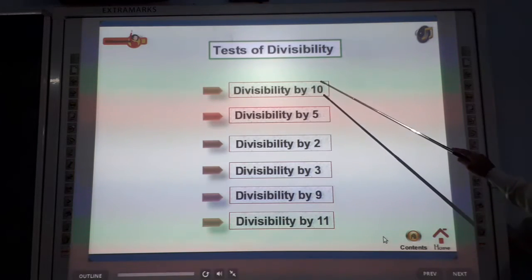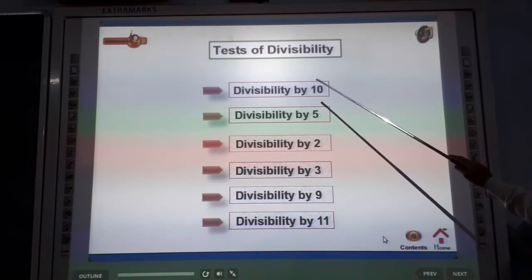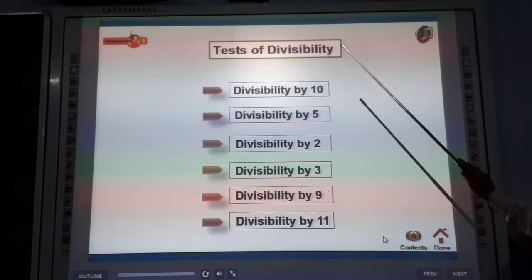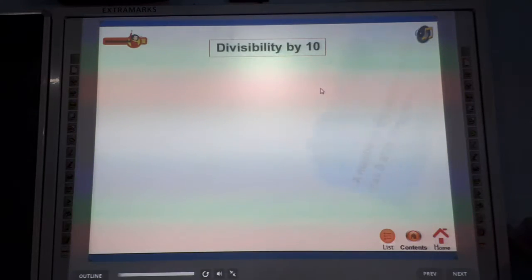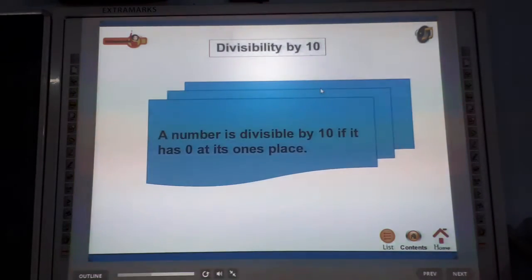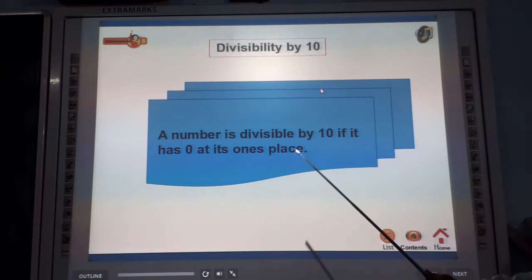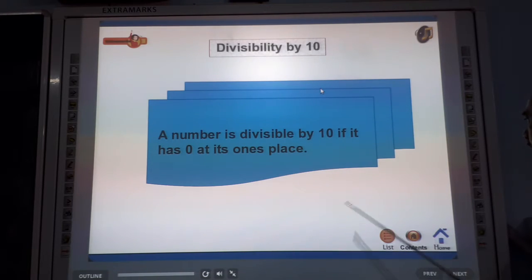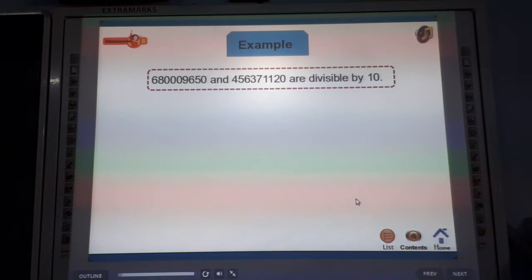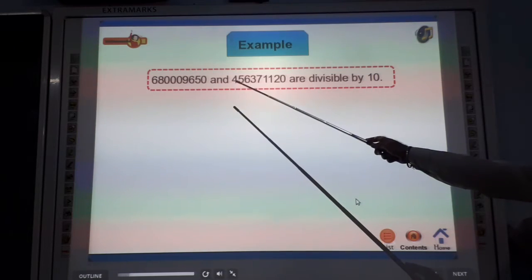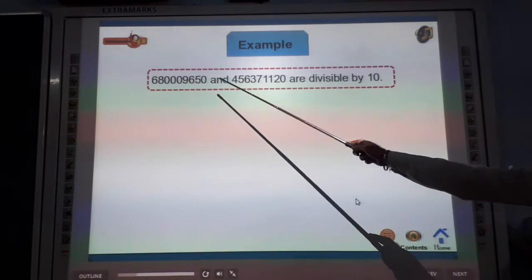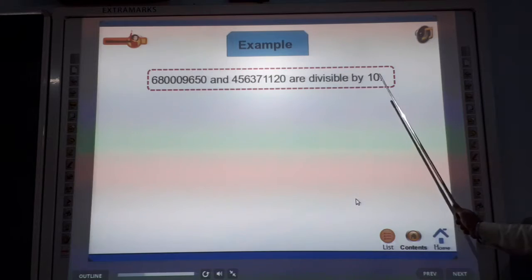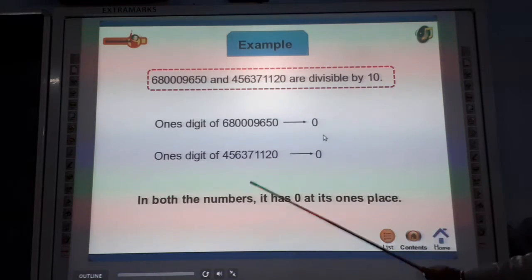First we come to the divisibility test by 10, and for this the unit place should be 0. Let us see. A number is divisible by 10 if it has 0 at the ones place. Ones place means unit place. Example, here both numbers have 0 at the ones place, so they are divisible by 10.